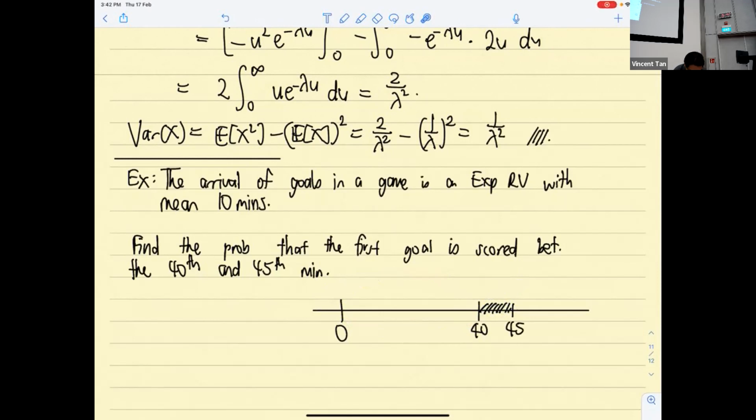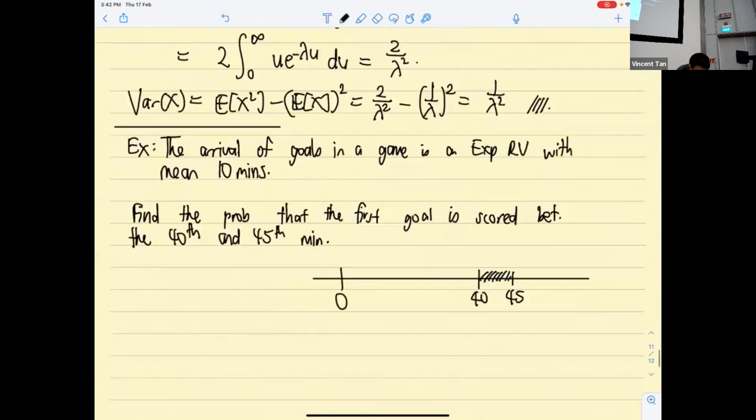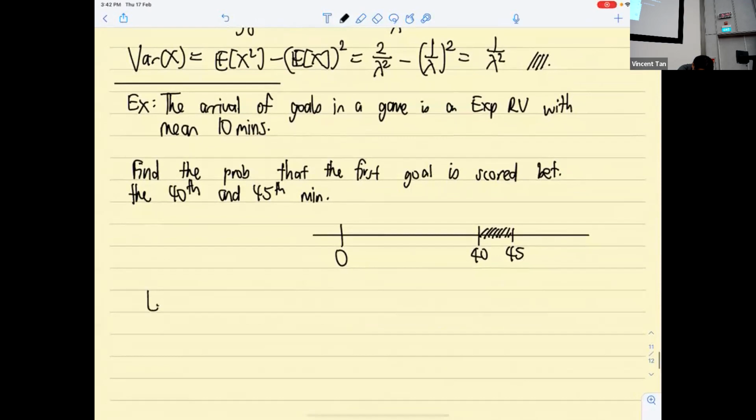There are a few things to unravel from this question. The first is, let x be the random variable that characterizes the time the first goal is scored.